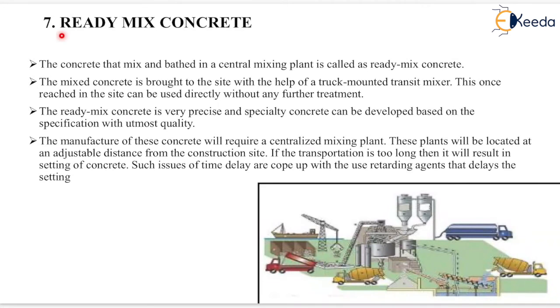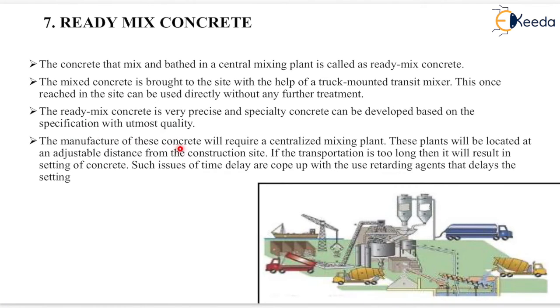Now next one is the ready mix concrete. The concrete that is mixed and batched in a central mixing plant is called ready mix concrete or RMC. The mixed concrete is brought to the site with the help of a truck mounted transit mixer. This, once reached at the site, can be used directly without any further treatment. The ready mix concrete is very precise, and special concrete can be developed based on the specification with utmost quality.